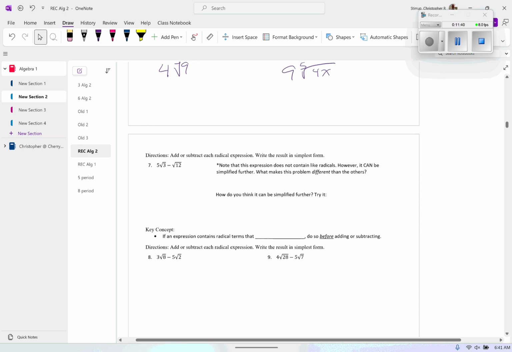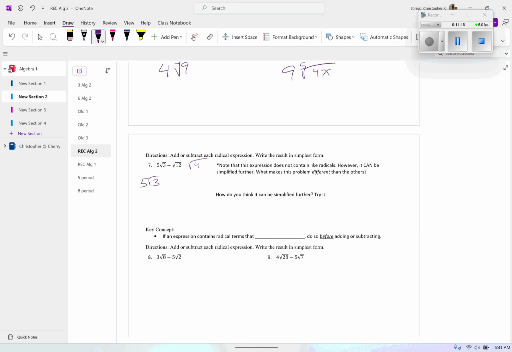So when we subtract them, so things we need to look at. I have 5 root 3, which is great. 12 breaks down to 4 times 3, so square root of 4 is 2, so that becomes 2 root 3. Now they're the same radicals, I can go ahead and subtract, so 5 minus 2 is 3, so I get 3 root 3.